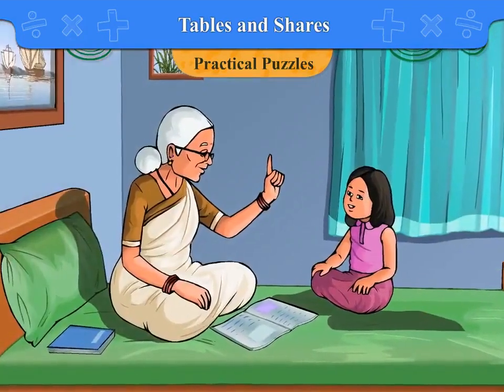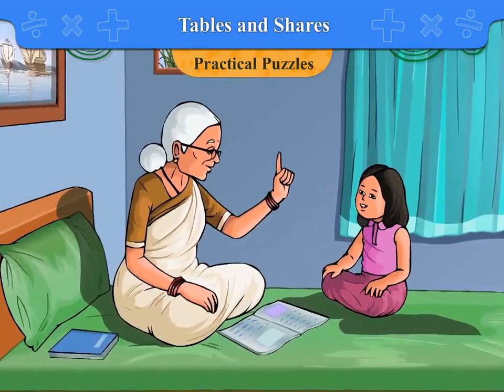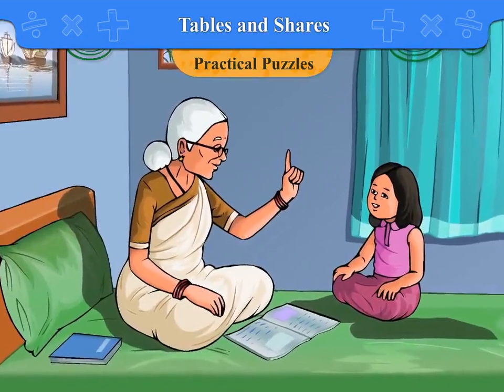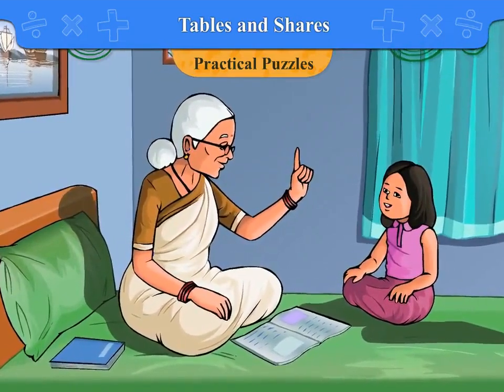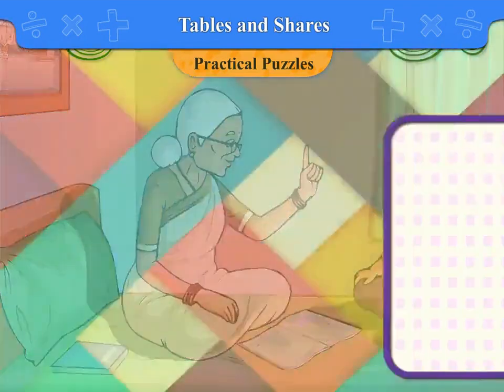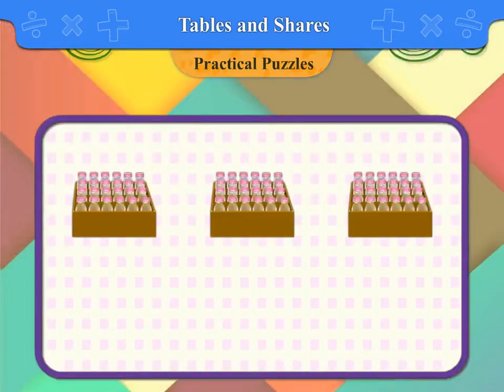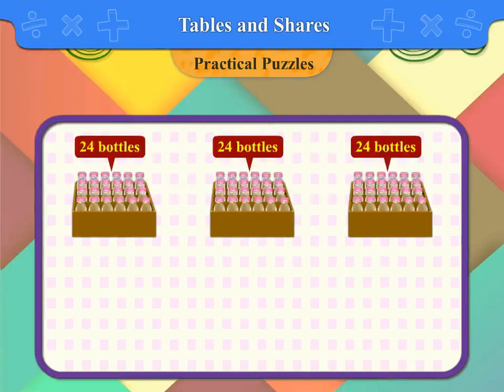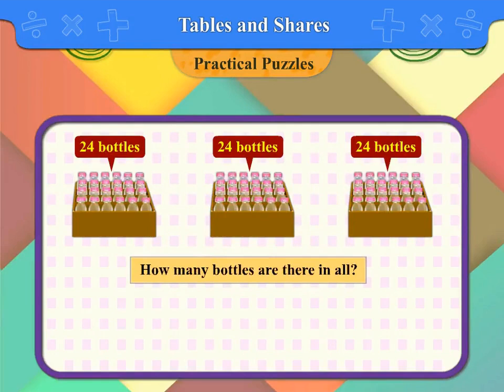Shrishti's grandmother asked her to make puzzles. Dadi says, look at the picture and make the question on it. Shrishti says, there are 3 crates. Each crate has 24 bottles in it. Shrishti's question, how many bottles are there in all?